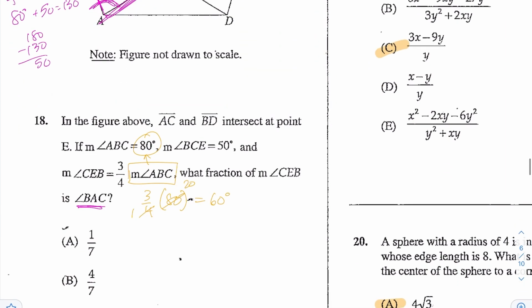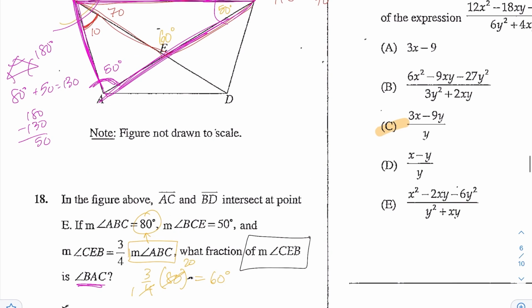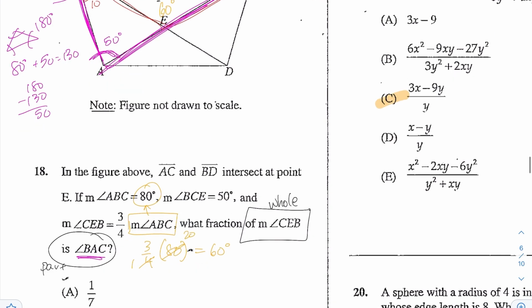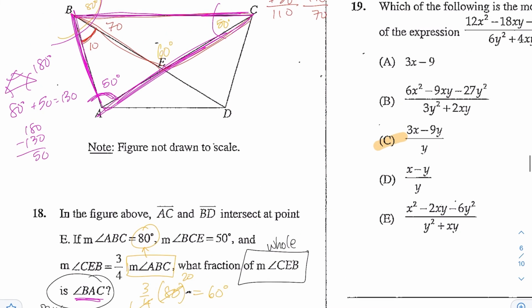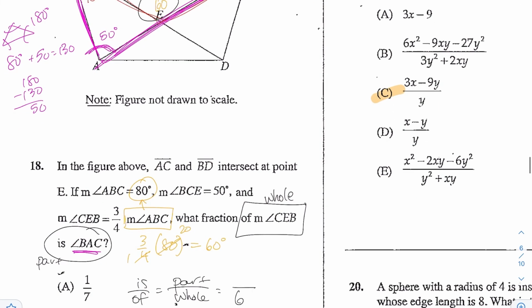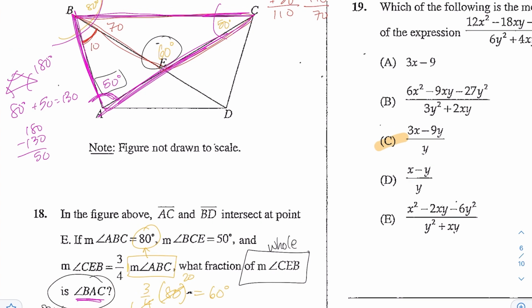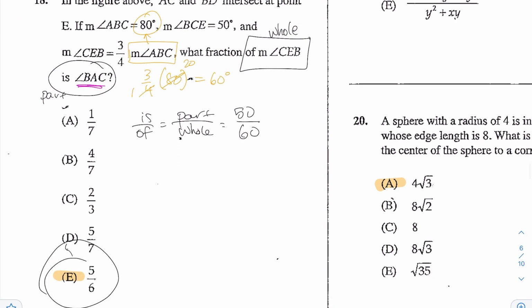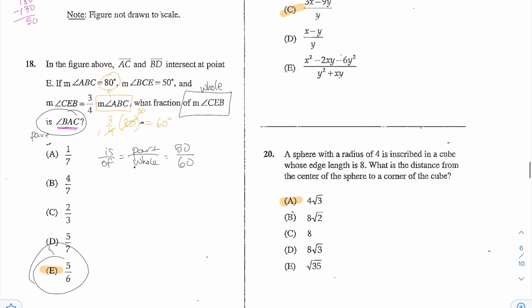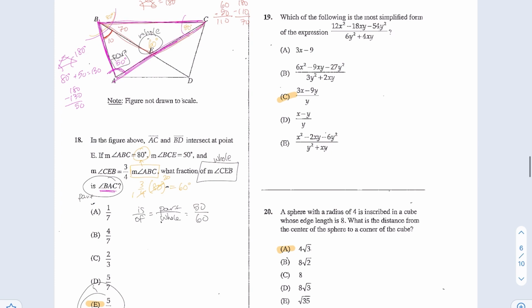Now you want the fraction of the measure of angle CEB. This "of" is the whole, and this is the part. So remember, it's an "is/of" question. It's just part over whole. So what fraction of the total of CEB, which is 60, is the part that's BAC, which is 50? So the answer is going to be 50 over 60, or choice E, 5/6. So again, the key here was to use the fact that triangles add up to 180 degrees.